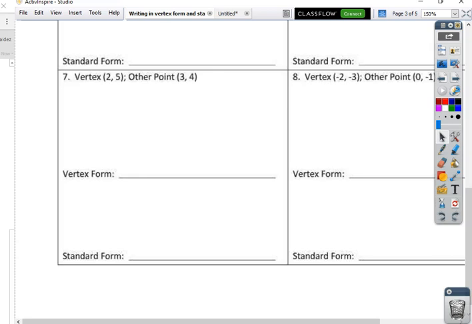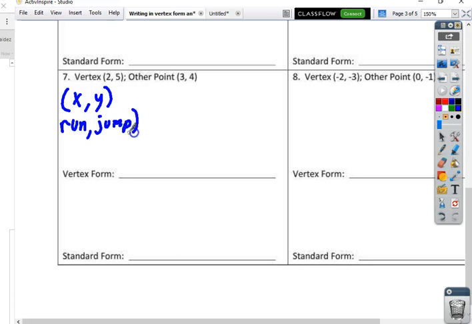Now some of you were having trouble with plotting the points. Remember, to plot a point, we need to know that this is x and this is y. Now x stands for run and y stands for jump. Most of you forgot this, and so I'm just re-emphasizing this. So run and jump.